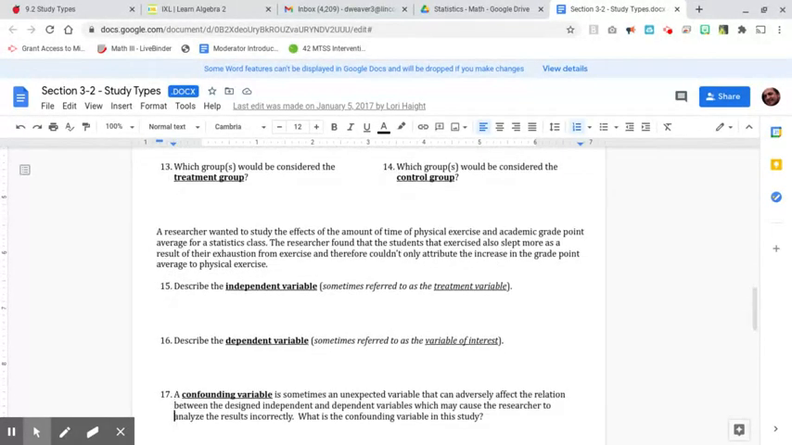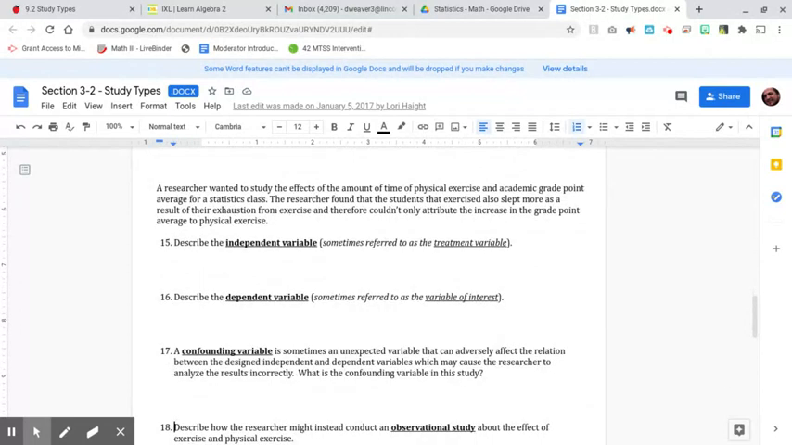All right, let's go to the next one. Now, a researcher wanted to study the effects of the amount of time of physical exercise and the student's academic grade point average for a statistics class. The researcher found that the students that exercised also slept more as a result of their exhaustion from exercise and couldn't just attribute the increase in GPA to physical exercise.